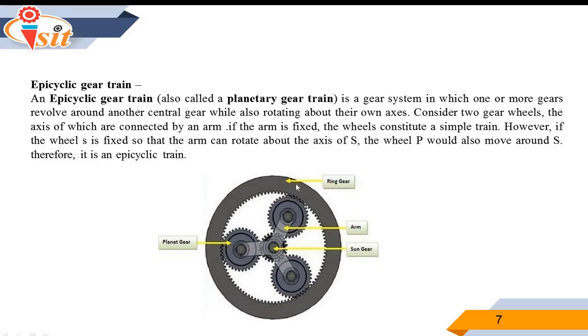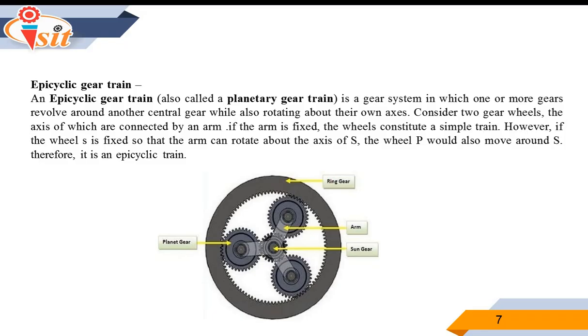You can see this is the ring gear, this is the arm, the middle center gear is the sun gear, and these three are the planet gears. So the unique feature of this epicyclic gear train is that the axes of some gears are not fixed but move relative to the frame.